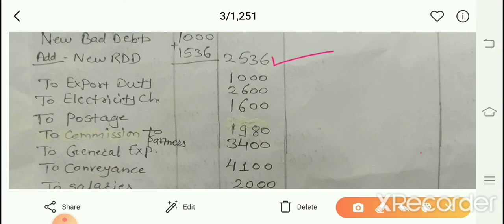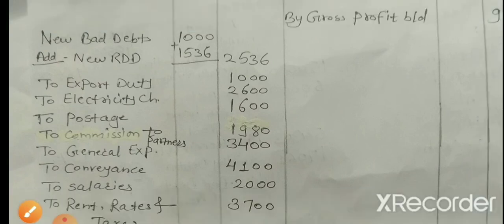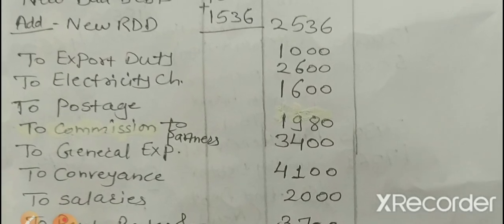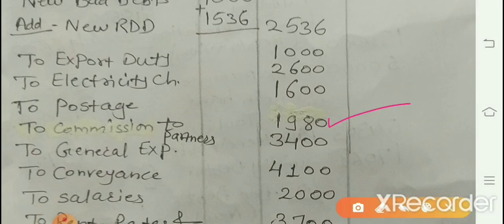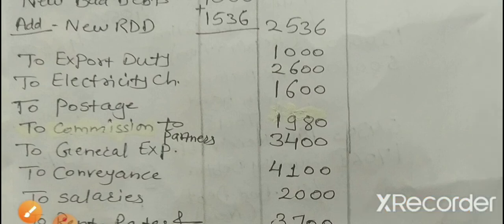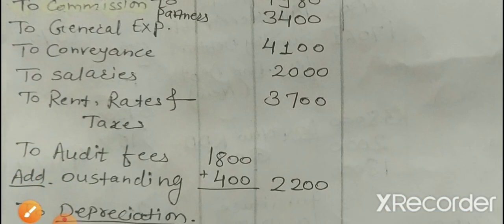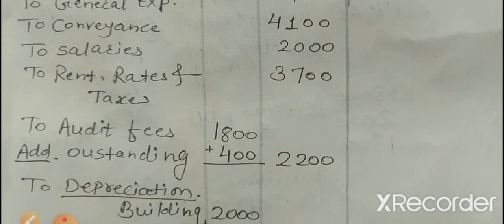Next, export duty, electricity charges, postage. Next, to commission to partners. This is what we have calculated now. To commission to partners, Mitesh 990, Mangesh 990. By this way I have written the total of commission which is allowed to partners. Okay. Next, to general expenses 3,400, to conveyance 4,100, to salaries 2,000, to rent, rates and taxes 3,700.